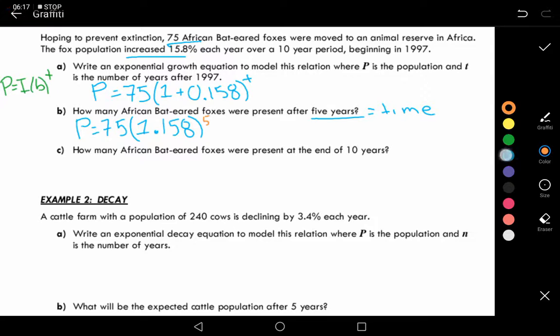That power of 5 again comes from the question. So all we have to do is know how to type this in on our calculator, right? We know that we have to always follow BEDMAS. And again, you might want to just make yourself a little note.